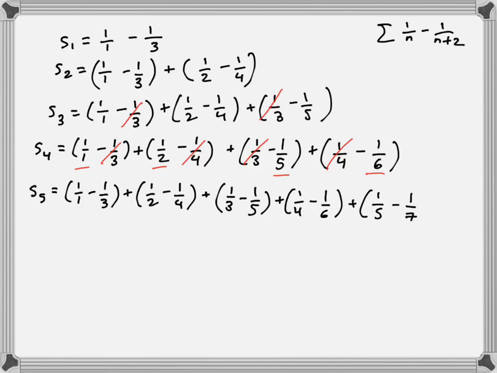So what cancels? The negative 1/3 cancels with the positive 1/3. The negative 1/4 cancels with the positive 1/4. The negative 1/5 cancels with the positive 1/5. And here's where we got a full cancellation of this middle term.